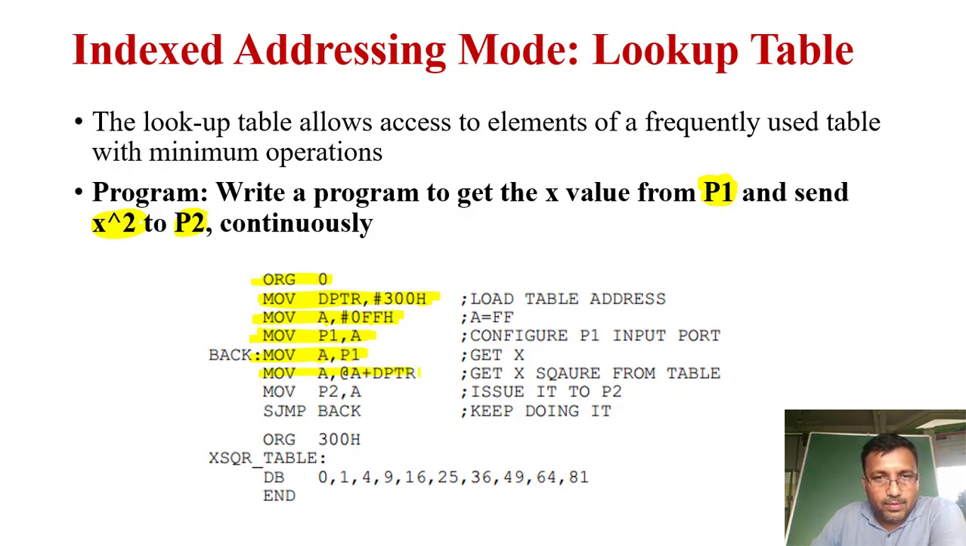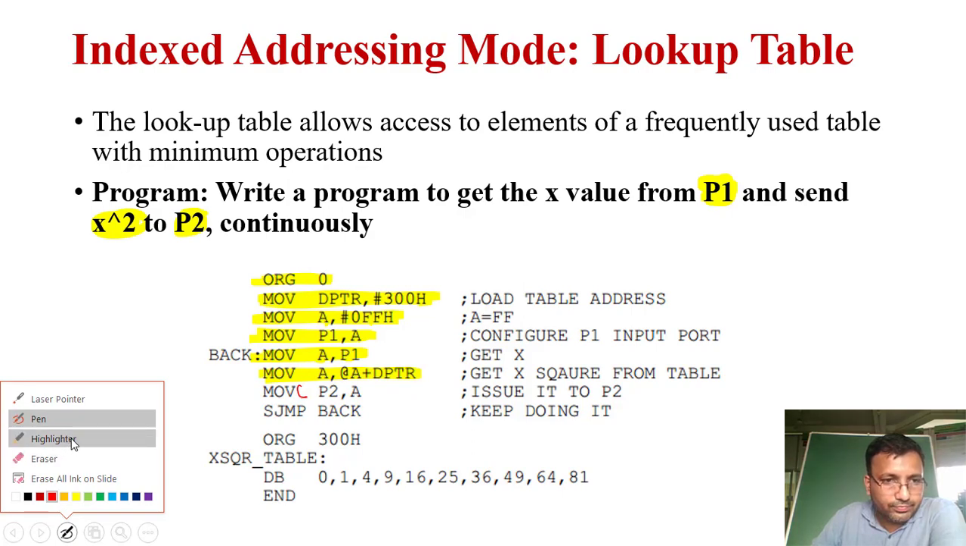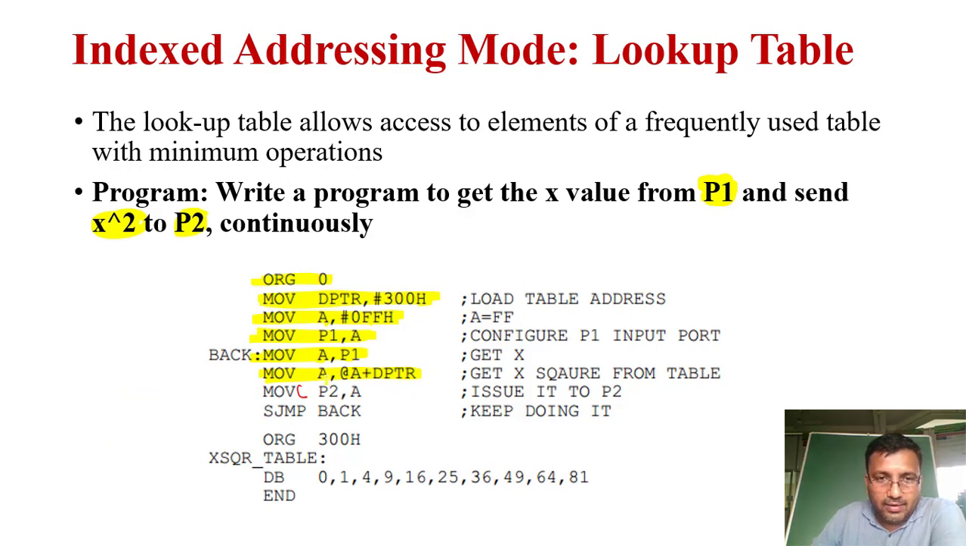Now MOVC is required. There is some mistake in the program, so we need to write MOVC A,@A+DPTR and then MOV P2,A. This loads the contents at DPTR plus A into the accumulator. My DPTR is initialized with 300. Here I have written a square table at the DPTR: if it is 0 then 0, 1 then 1, 2 then 4, 3 then 9, 4 then 16. These are the square values. If the value of A is 2, it will go to this memory location and load this particular value 4 to P2.